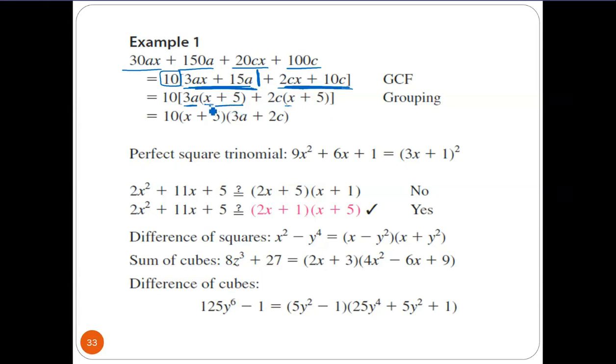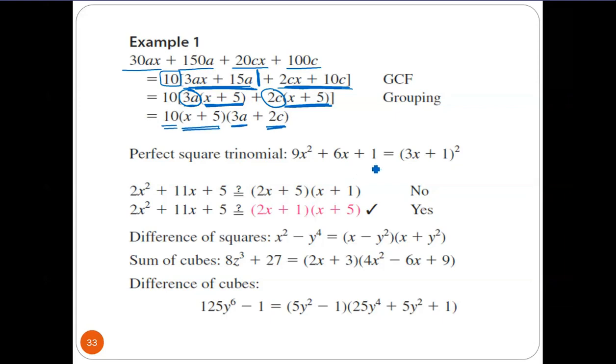We have x plus 5 in the first term, and x plus 5 in the second term. So we can take x plus 5 as common factor. So this is the 10 from the first common factor, and the second common factor we have is x plus 5. If we remove x plus 5 from the first group, we only have 3a, like this, and 2c. So this is the process for factoring 4 terms.